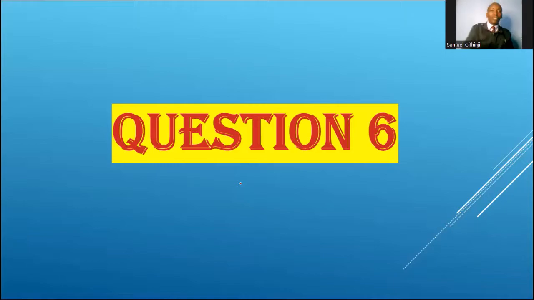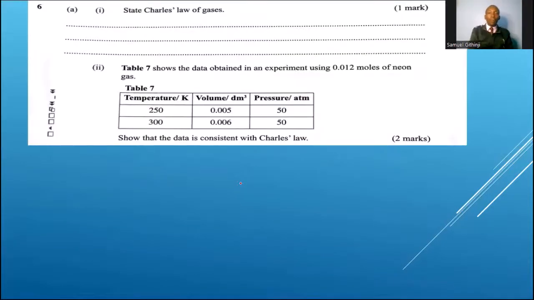Question 6, my students. Form 3 work. State Charles' law. My friend, this is Charles' law, not any other person's law. So if you state this law other than the way Charles stated it, then you are stating your own law. Then you use the data given to show that they are in line with or inconsistent with Charles's law.